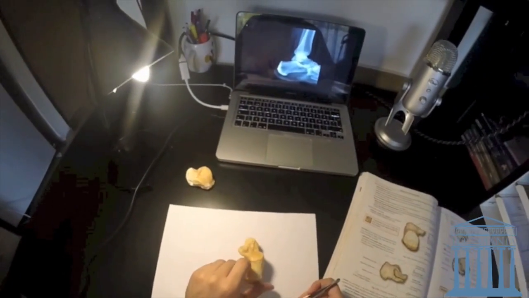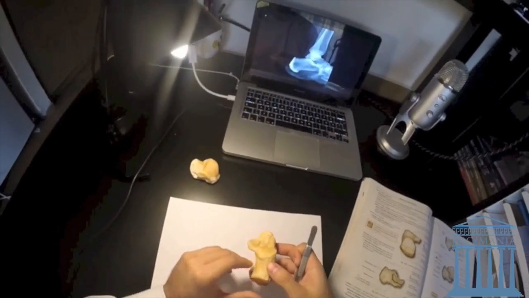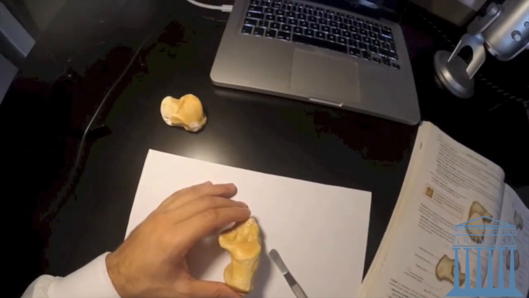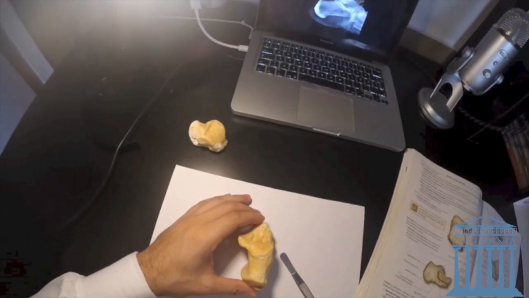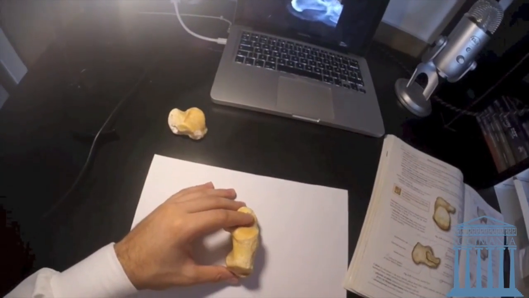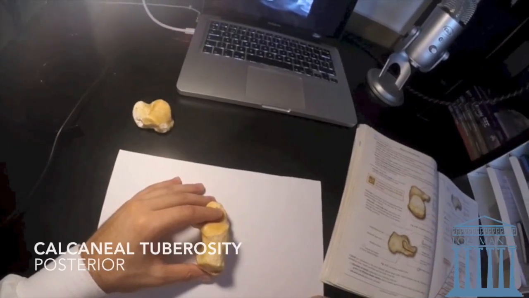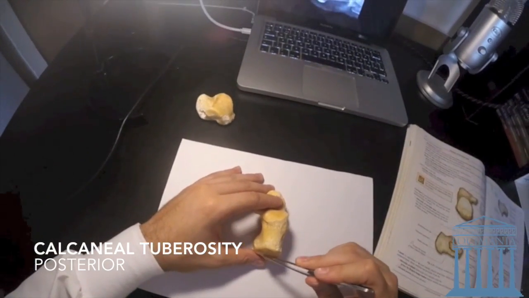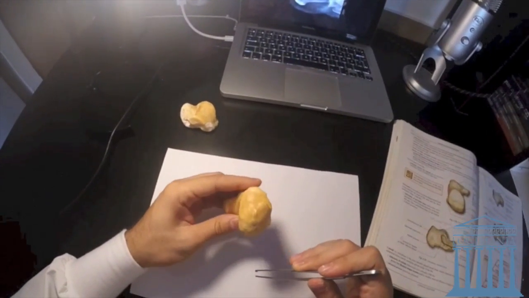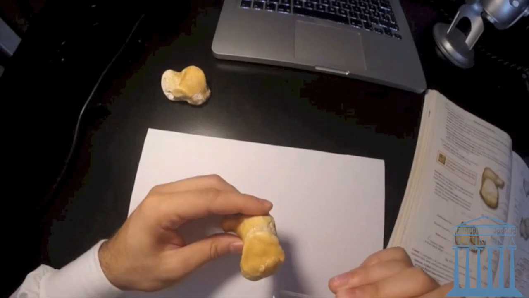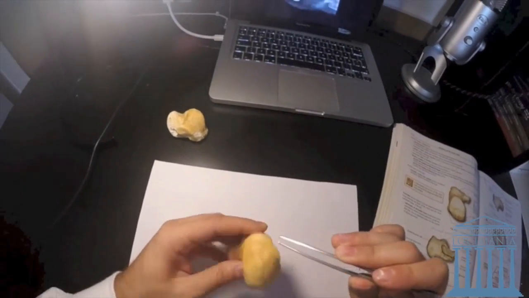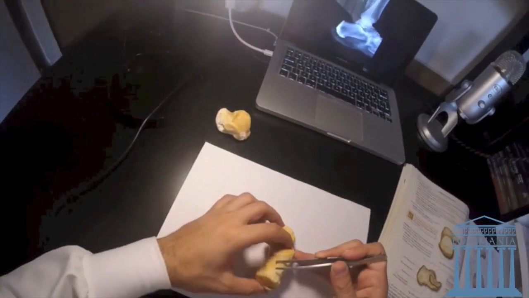So let's look at the calcaneus bone. So here's the calcaneus bone, and we're looking at it superiorly. So on top, we're looking at it right now, and let's point out some parts of the calcaneus bone. Let's start with the posterior part right there. Here we have the calcaneal tuberosity. So this is the calcaneal tuberosity, which forms the heel bone.